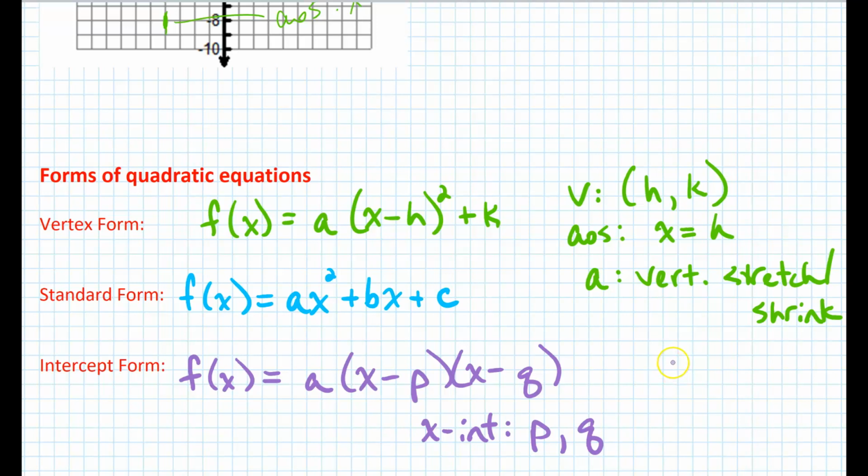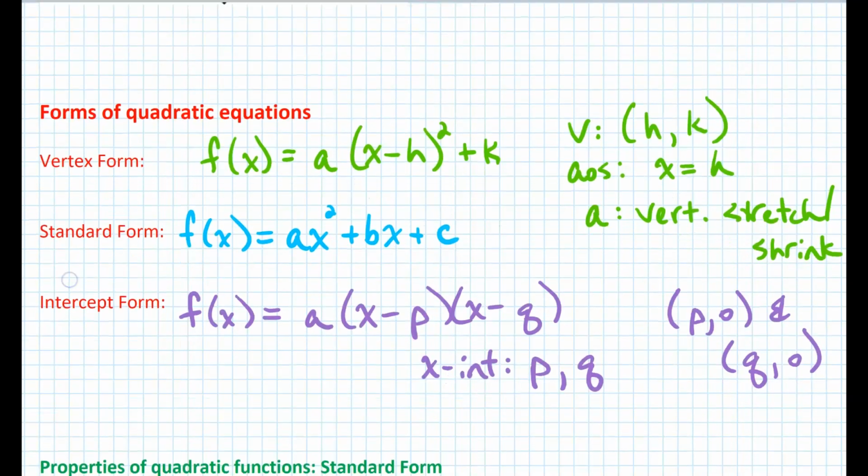Or the coordinates p, 0 and q, 0. What is p comma 0 and q comma 0? The x-intercepts. So the x-intercepts are p and q, and then these are just the coordinates. It's just showing that when it's p, then y is 0. Okay.